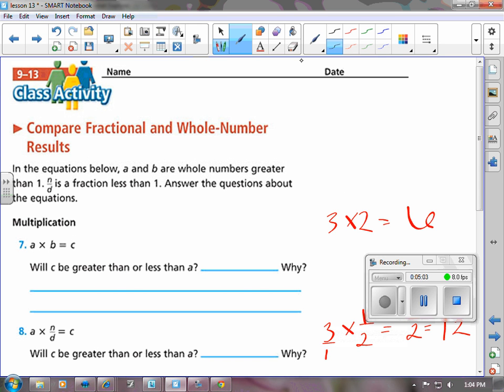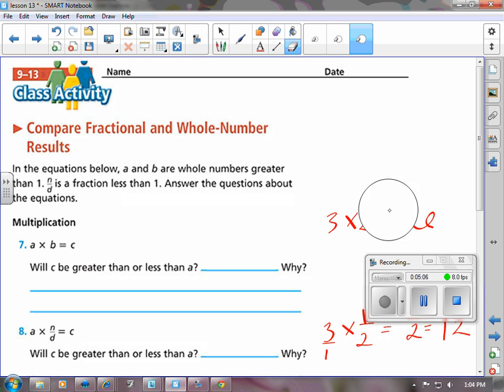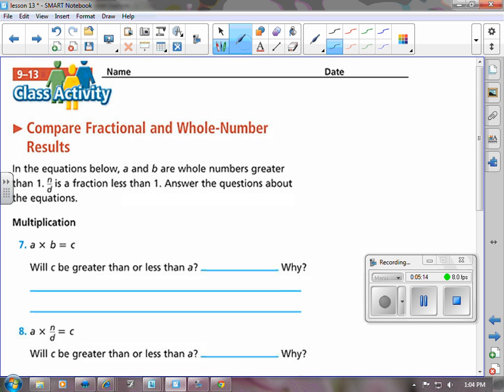All right, so fraction or whole numbers. Let me do some erasing of old junk that looks like it's left over here. A times B equals C. Will C be greater or less than? It's going to be greater.